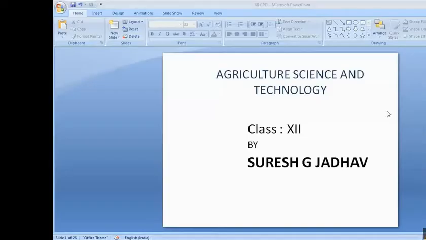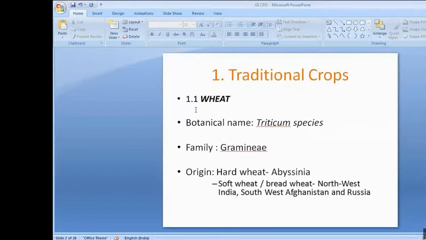Wheat is one of the traditional crops. Why is wheat called a traditional crop? Because it is cultivated almost all over the world, not only in India, but all over the world. It is used on a large scale for various reasons that we will study.